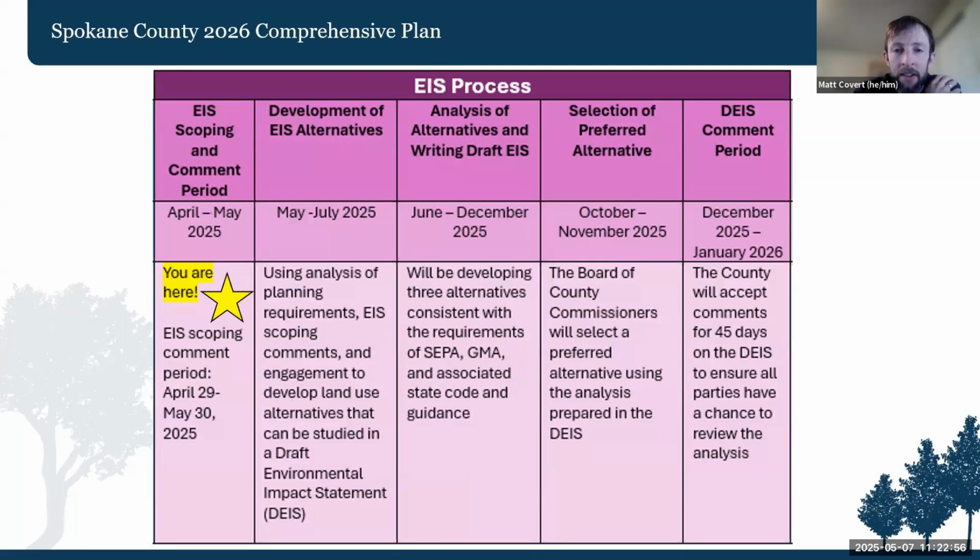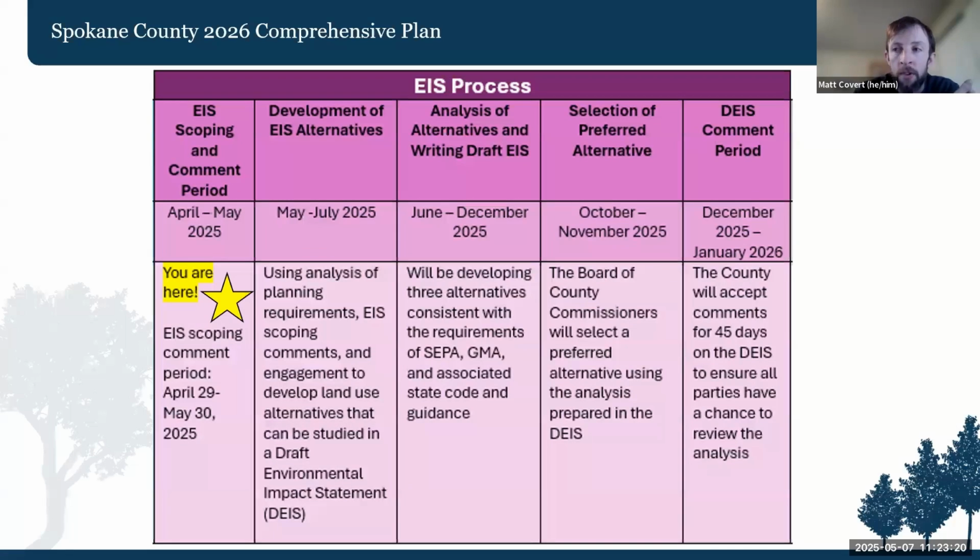This is that EIS process, which was that middle portion of that graphic from two slides ago. You are here at the very beginning of the EIS process. So the scoping notice was issued April 29th. The comment period for the scoping runs through May 30th. And Rachel and Clay will talk more about how you can get involved there. But there are 5 steps to this.